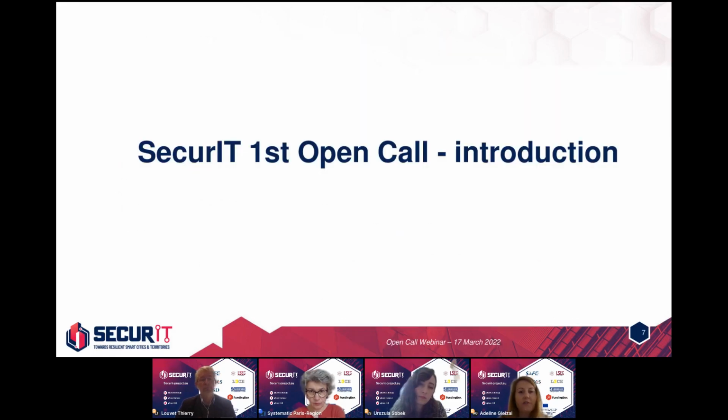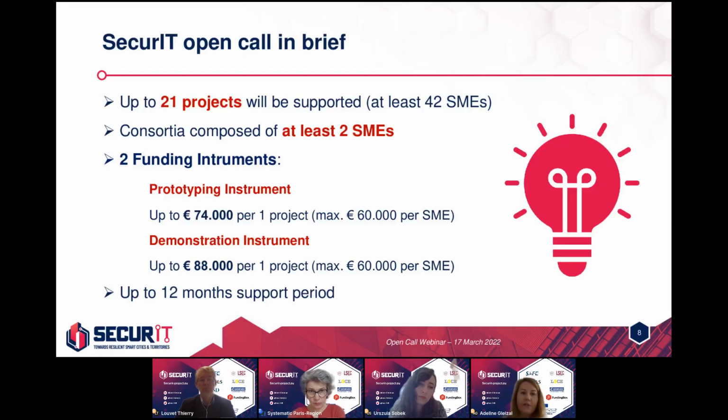Regarding the SecurIT first open call. For this open call, we will be selecting up to 21 projects, which represent 42 SMEs, because the consortia need to be composed of at least 2 SMEs. We are proposing 2 funding instruments, the prototyping instrument and the demonstration instrument. The funding for the prototype is up to 74,000 euros, and for the demonstration, the funding is up to 88,000 euros. The sum needs to be divided between all the partners of the project.